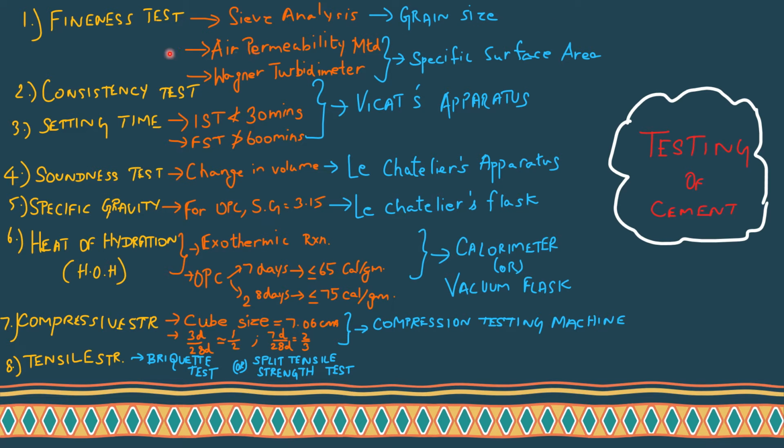And the second is that fineness could be determined using the air permeability method or Wagner's turbidity method. Both will give you the specific surface area, or simply the SSA, of cement. Next is your consistency test, which is determined using the Vicat apparatus, and your setting time, that is the initial and the final setting time, is also determined using the Vicat apparatus. Here your initial setting time should not be less than 30 minutes and your final setting time, FST, should not be greater than 600 minutes.